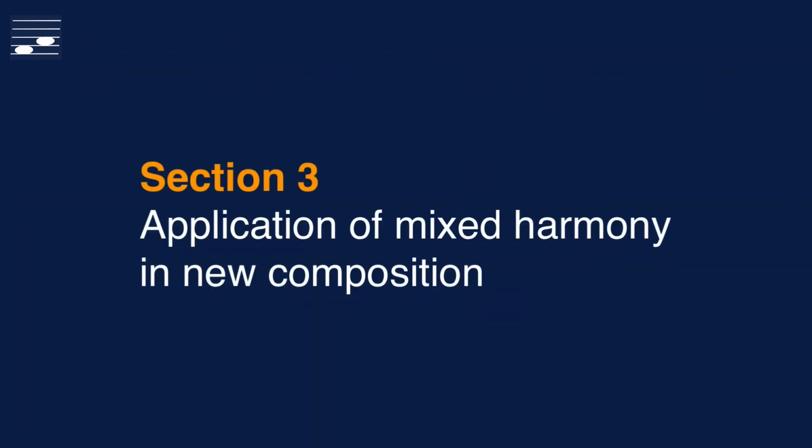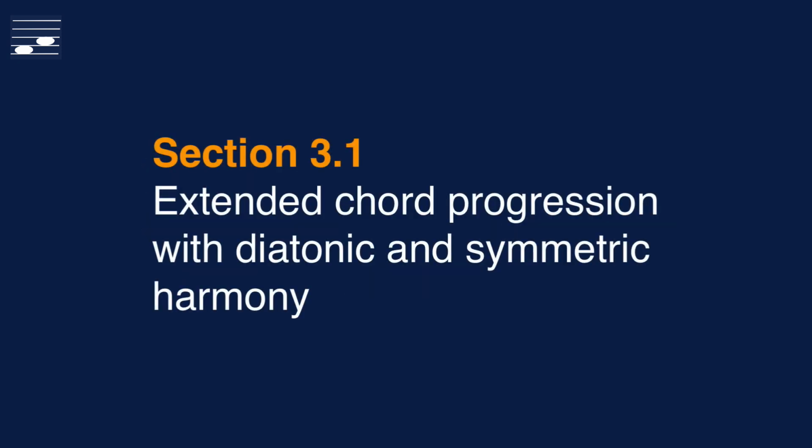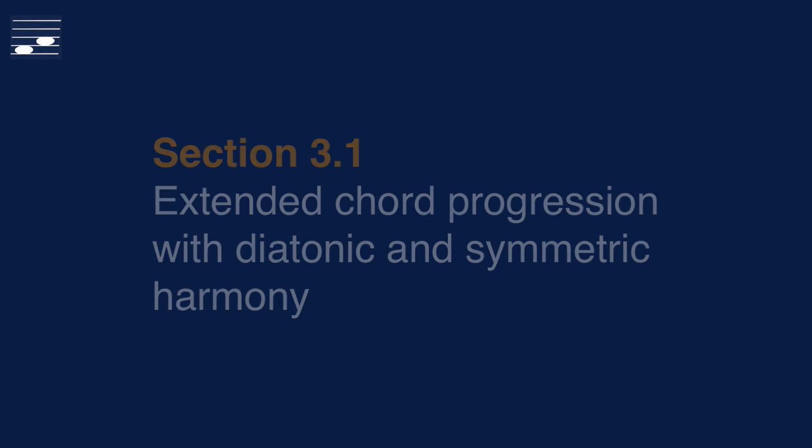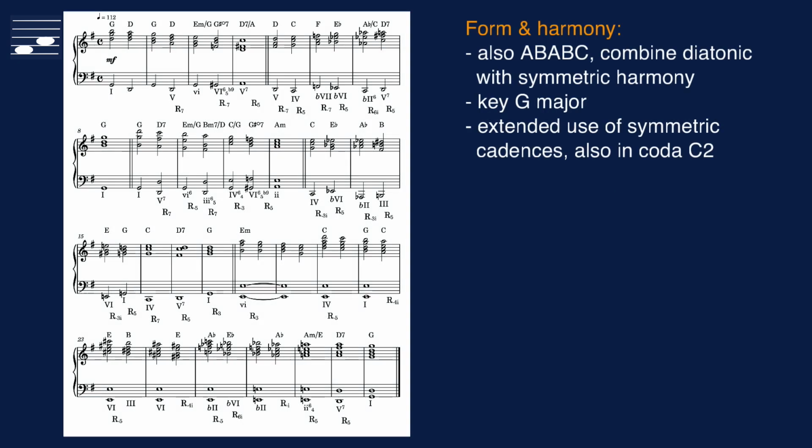In this section I'll demonstrate the application of the mixed harmony system approach in a short composition. The first step is the design of an extended chord progression with phrases in either diatonic or symmetric harmony system. The piece will have ABABC form like the Rosenkavalier waltz, but the key now is G major.